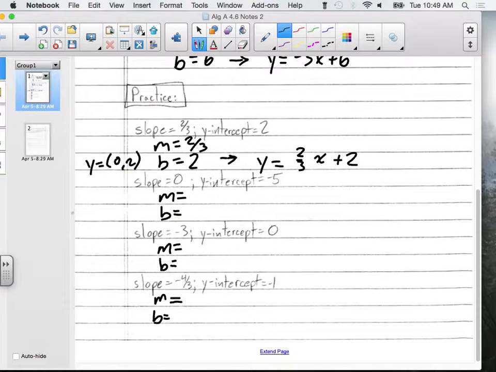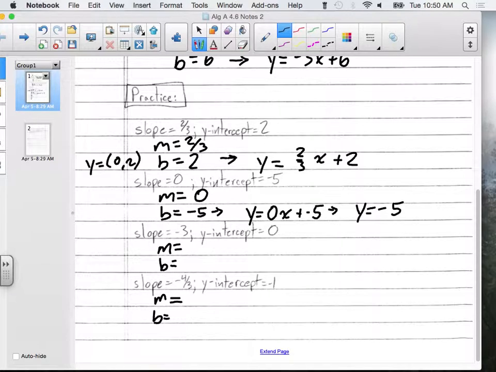All right, so for the second one, it says slope of 0, y-intercept of -5. What's our m? 0. Then Tori, what's our y-intercept for the second one? What's our b value? -5. So then we just substitute in our m and b. So we have 0 in for m times x plus -5. What does that turn into? What's 0 times x? 0. And then -5.